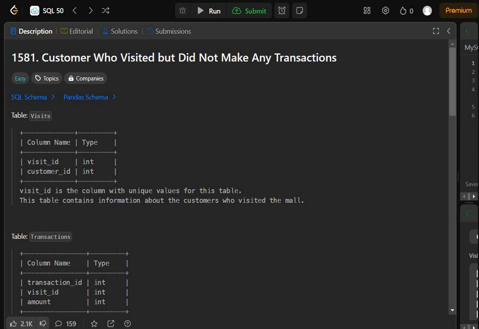So in our SQL series of LeetCode problems, I am back with another brand new question, which is customers who visited but did not make any transactions.